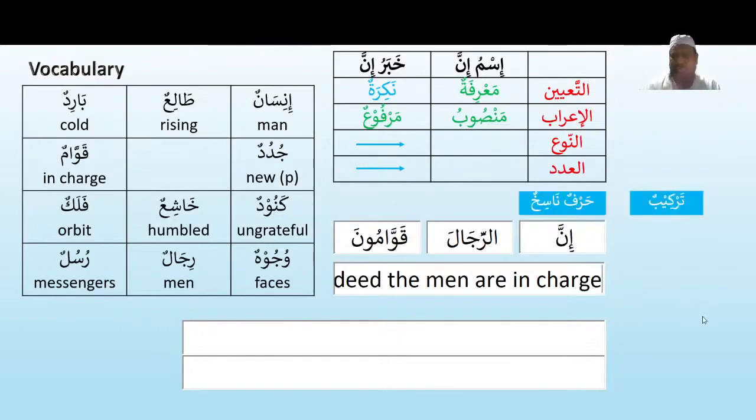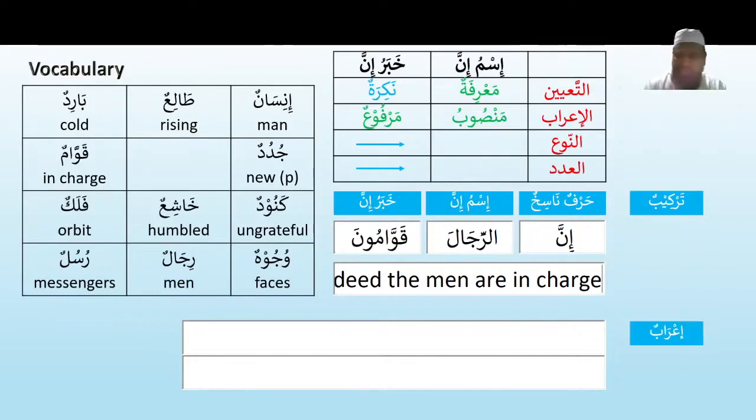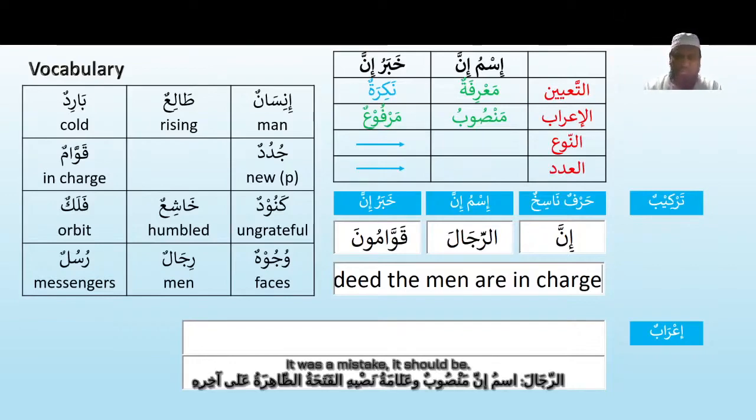Now let's do the game. Inna harfun nasikhun, arrijalu ism inna, qawwamuna khabaru inna. Tarkib, I think let's leave it. Time is getting on, the video is becoming longer. So we can say inna حرف ناسخ مبني على الفتح, لا محل له من الإعراب. الرجال اسم إن منصوب وعلامة نصبه الضمة الظاهرة على آخره. قوامون خبر إن مرفوع وعلامة رفعه الواو لأنه جمع المذكر السالم.